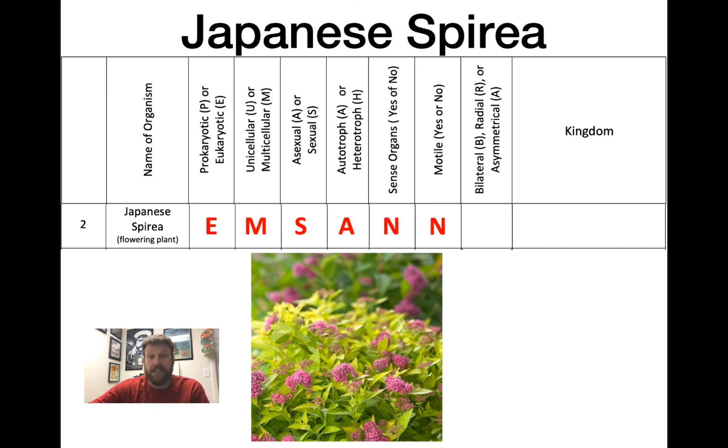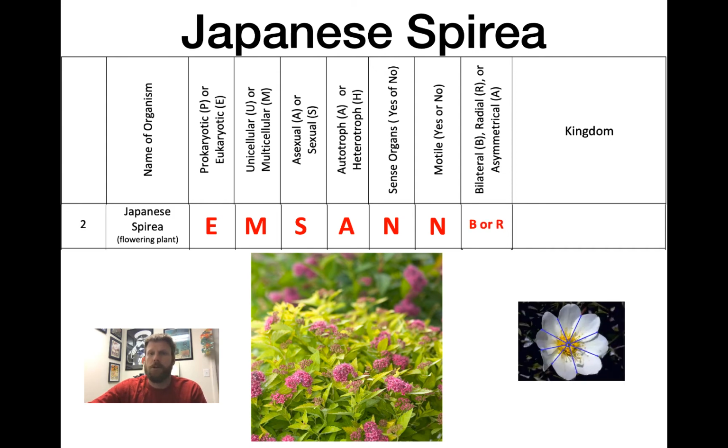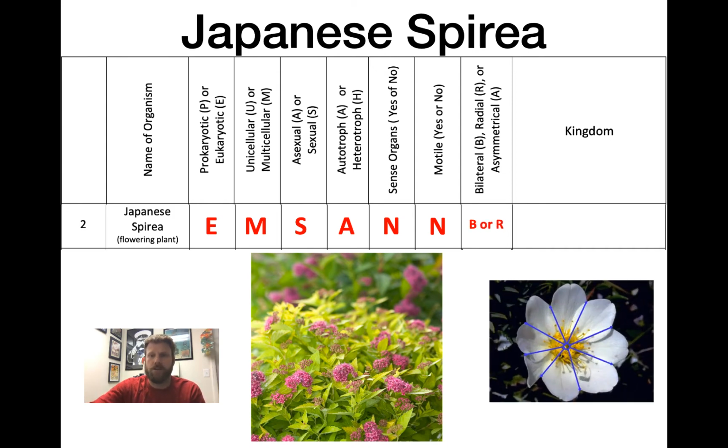Now, symmetry can be a little strange when it comes to plants. If I look at a leaf, it's very easy to see that you can split that leaf in half. It has bilateral symmetry, but sometimes the flowers do not have bilateral symmetry. So I'm going to put both bilateral and radial. So here's a flower you can see that has a radial symmetry coming from the center. You could divide it into sections. So it could be either, depending on what part of the plant you look at. Obviously, a flowering plant would be part of the plant kingdom.